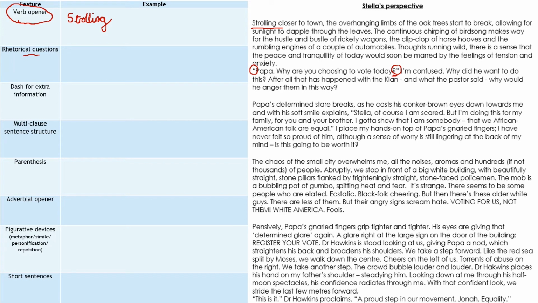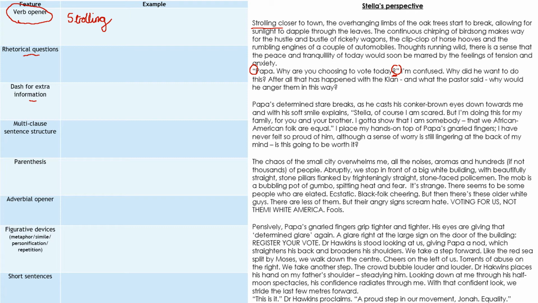I'm going to have a look at the next one then, dash for extra information. Now I can see plenty of dashes littered all the way through this piece of writing. So I wonder whether some are extra information or some are for parenthesis. Let's have a look at multi-clause sentence structure. So have we got some sentences on here which have got more than just a simple main clause in there?